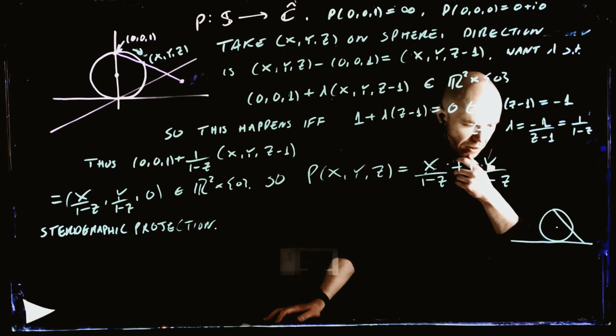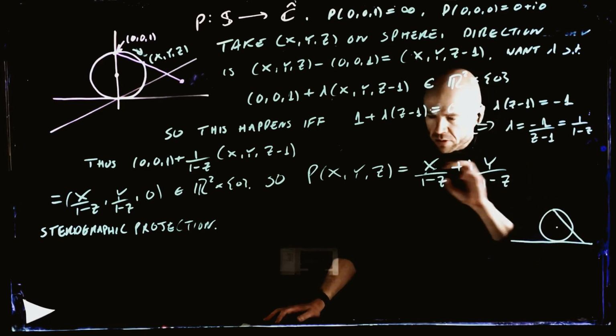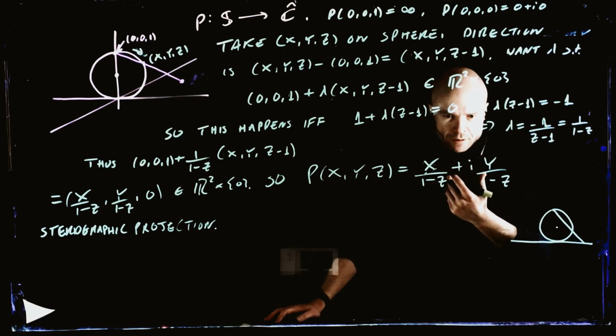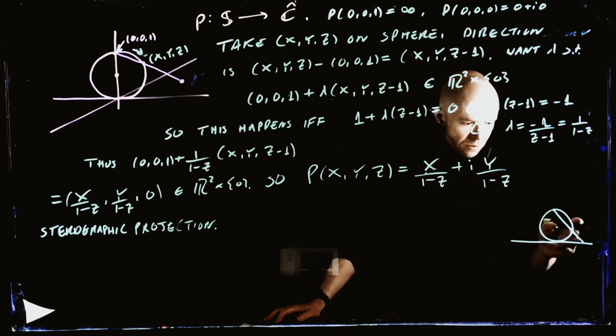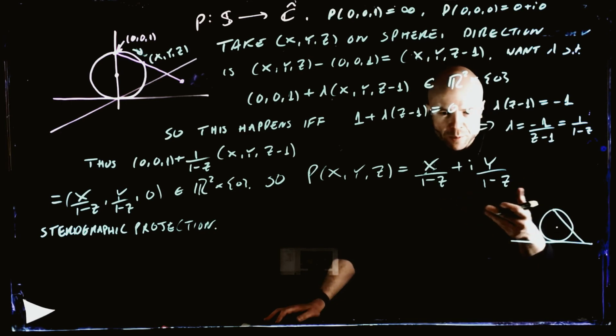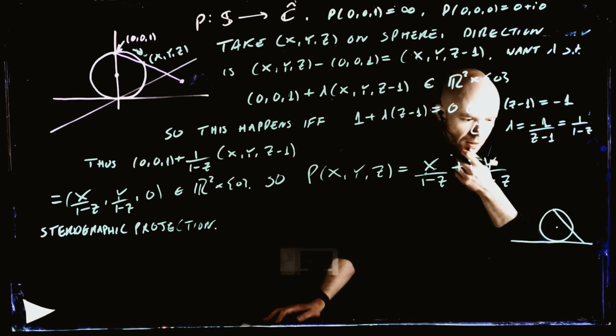But it's going to be a less interesting mapping, because what's interesting about stereographic projection is that it preserves angles. This is a one-dimensional thing, both the circle and this line. So there isn't any sort of angles to be preserved here.